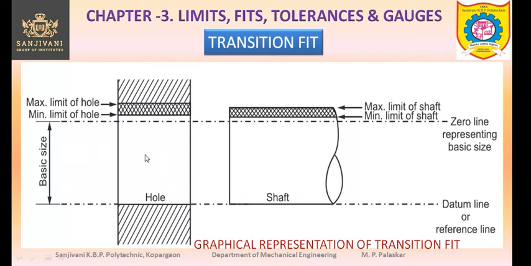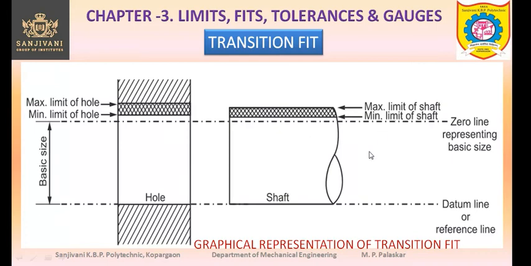This is the hole. So this is the maximum limit of hole. This is the minimum limit of hole. So maximum limit means distance from this point to this point. And minimum limit means distance from this point to this point. Similarly, this is the shaft and this is the tolerance zone for the shaft, and this is the minimum limit and this is the maximum limit of the shaft.